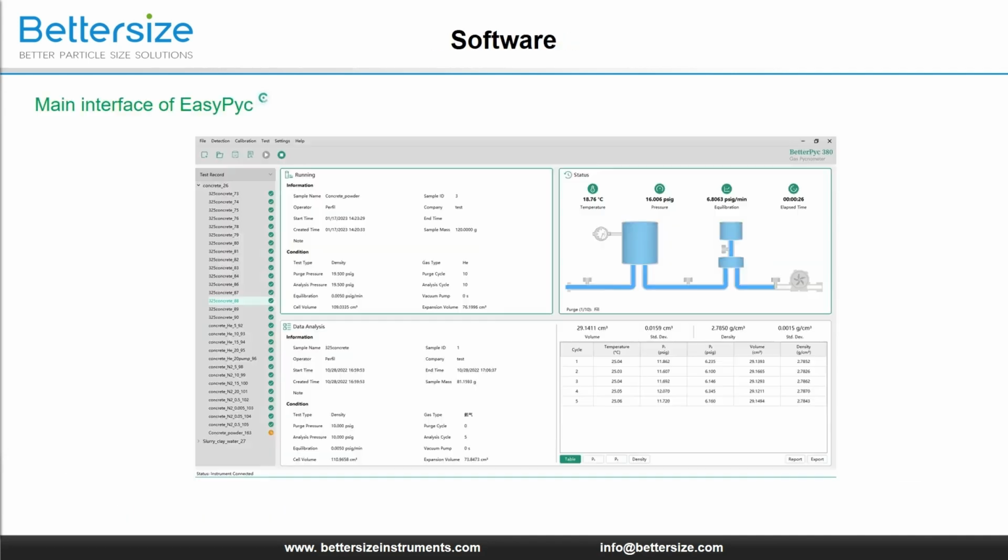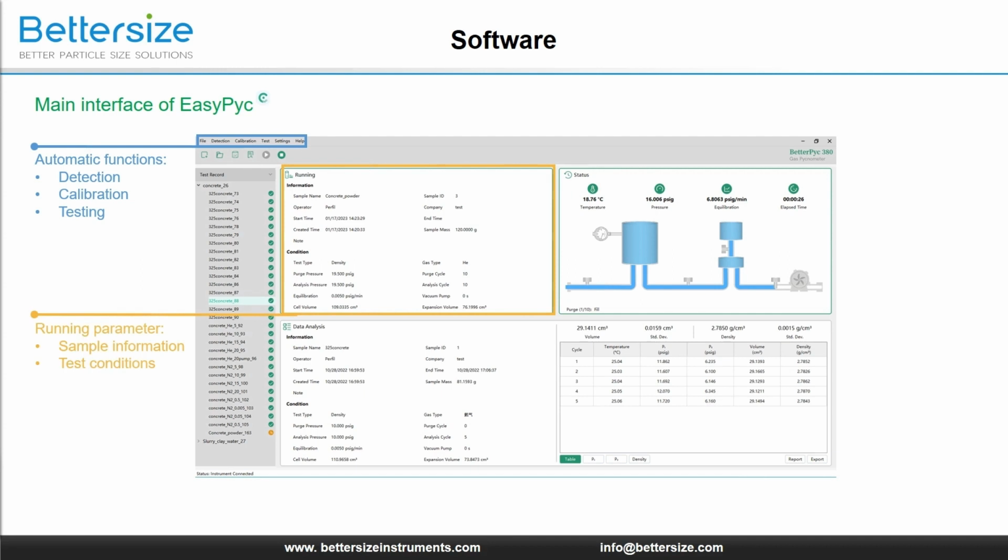Okay, go to the software. We call the gas pycnometer software EasyPyc. There are 5 parts in the main interface of EasyPyc. Automatic functions. This section includes 3 main automatic functions: detection, calibration, and testing. These functions help to automate the measurement process, making it easier and more efficient for the user.